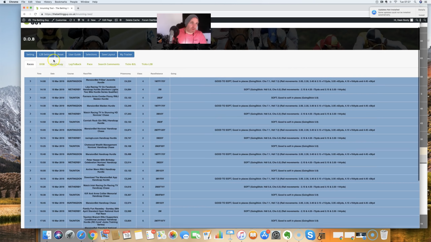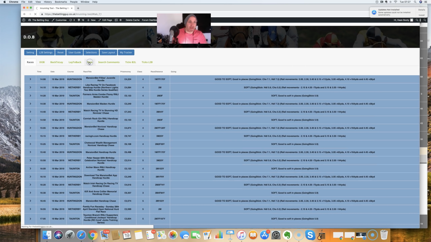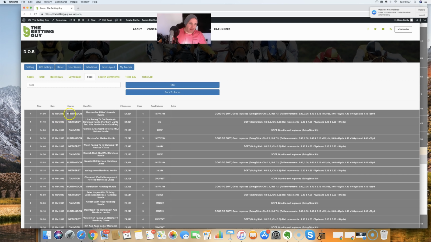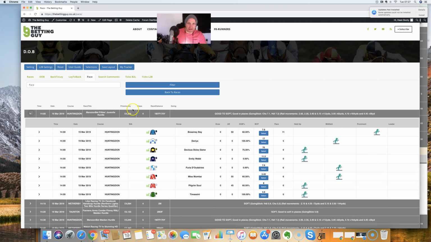Right, and so what else do I use it for? If I go to pace and I go for my races here, again, I get the average decrease. So I can see here, pace. And I can see with a touch of a button, let's do front runners. So the system is telling you straight away that this horse is prominent. This horse is in midfield, and these ones here are held up.